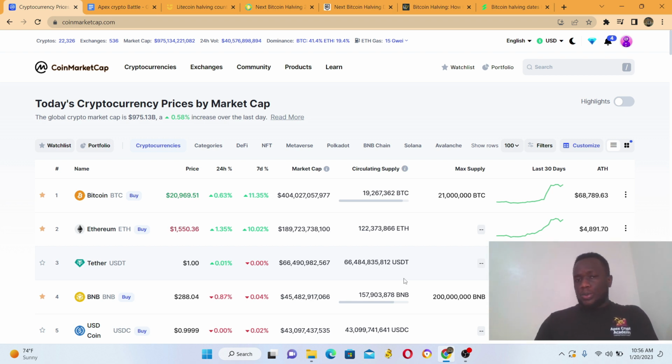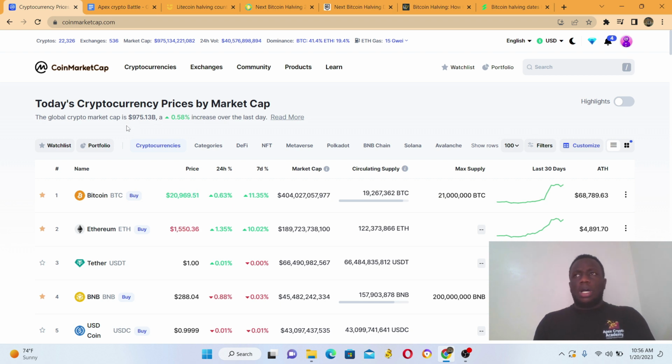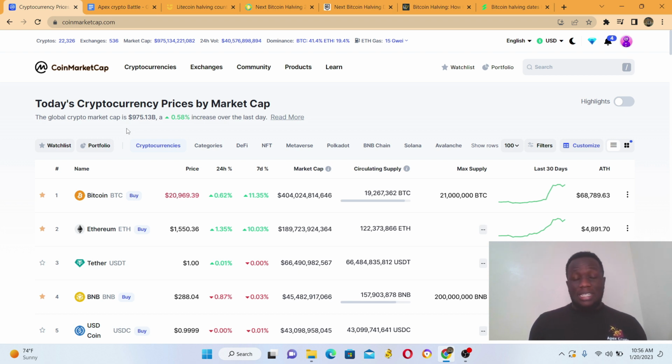Let's take for an example. You see here we have Bitcoin, okay? But before we go to Bitcoin, first thing first, guys, market cap is 975 billion. We were over the $1 trillion mark a few days ago, but due to a pullback that you all anticipated, due to people taking off profits, we are back at 975, which is not a bad deal either.